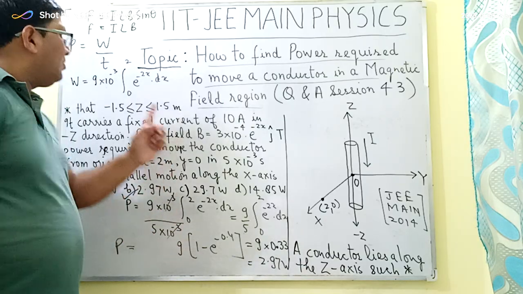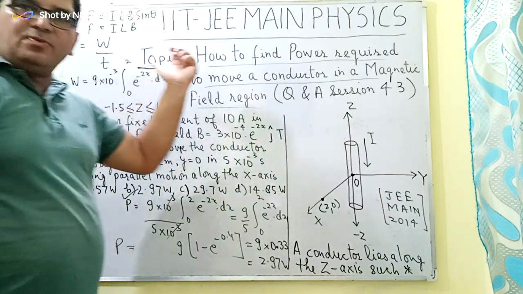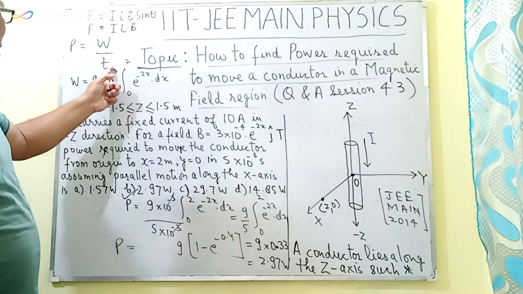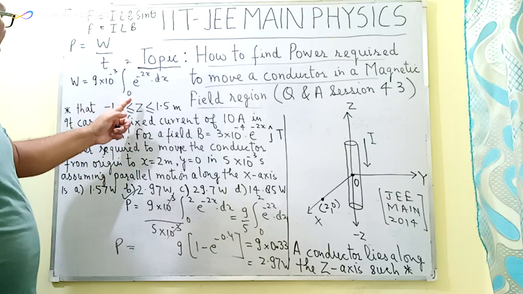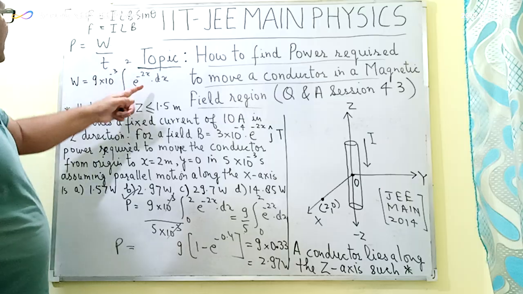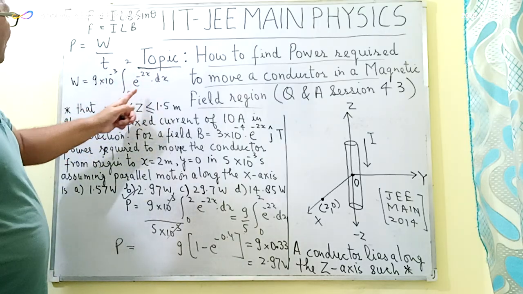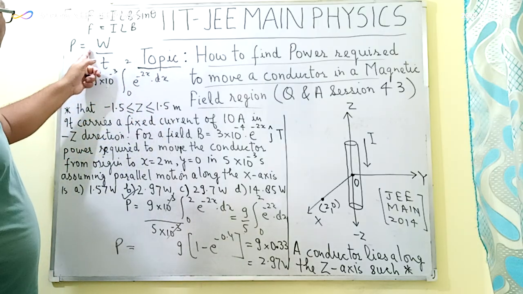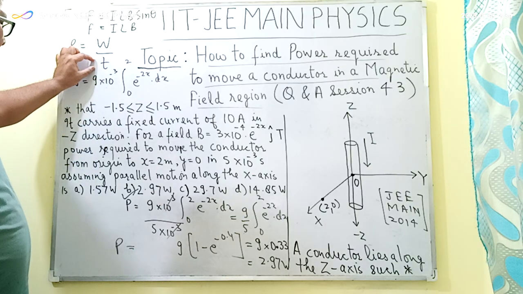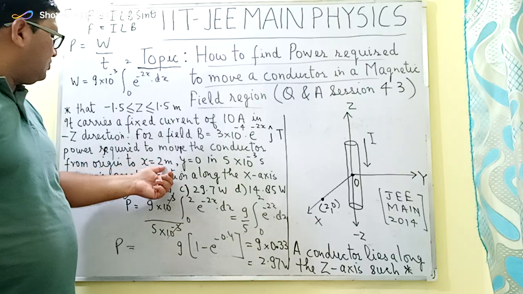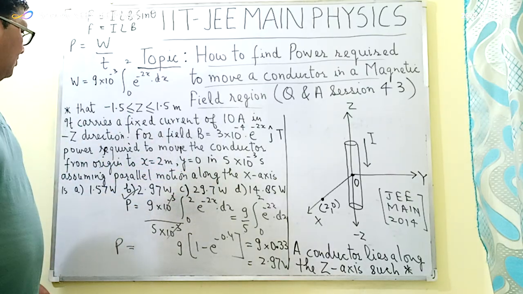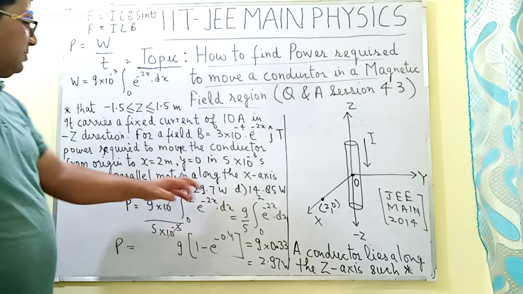So the most important thing here was that we first have to find the magnetic force, and thereafter find the power by using the equation, power is equal to work done upon time. The total work done was calculated by integrating f dx, where F was equal to ILB, dx within the limits of 0 and 2. By finding the total work done and dividing by the time taken by the conductor to move from the origin to x equal to 2 meters and y equal to 0 meter, we were able to find the total power required to move the conductor from the origin to this point.